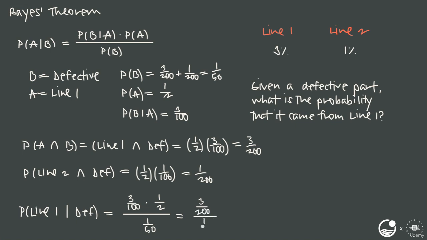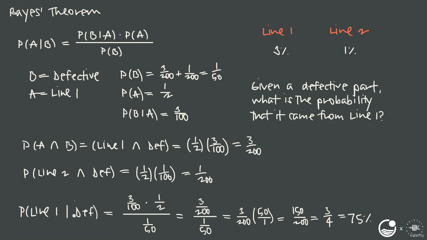So we get 3/200 divided by 1/50. When we divide by a fraction, that's the same as multiplying by the reciprocal. So we say 3/200, and then instead of dividing by 1/50, we multiply by 50/1. We flip that fraction upside down, and we get 150/200, which simplifies to 3/4, or 75%. So there's a 3 in 4 chance, or a 75% chance, that the part came from assembly line number 1, given that the part was defective.